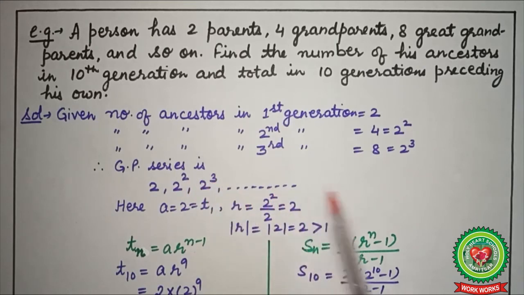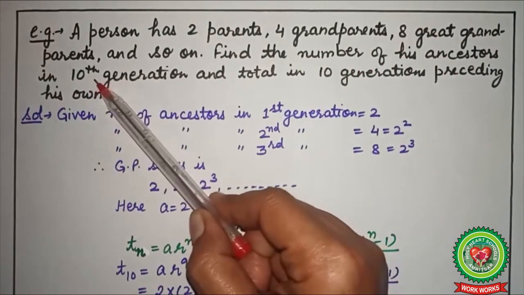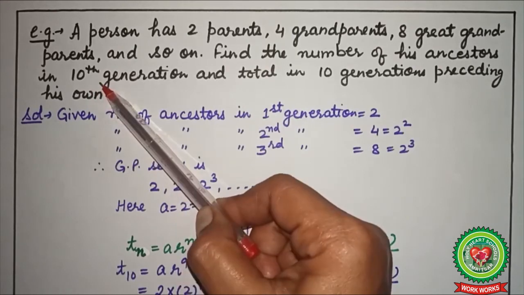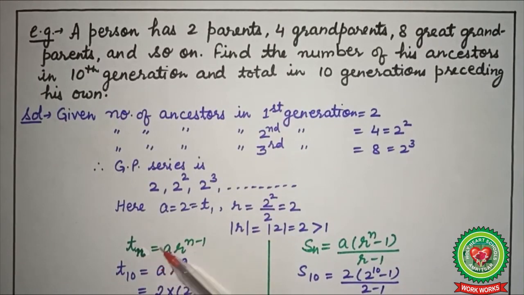Now we have to find the number of his ancestors in the 10th generation. Whenever the 10th is mentioned, we know that we have to find the term. So, Tn is equal to A into R raised to power n minus 1. From the GP series, we find A is 2, that is the first term, and the common ratio is 2 square upon 2, that is 2. When you find the mod, you will get it is equal to 2, greater than 1. It will help us to find the sum of the GP series.